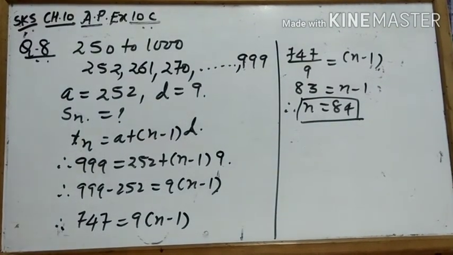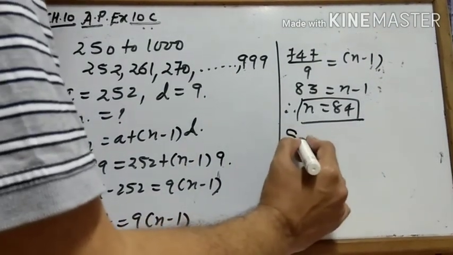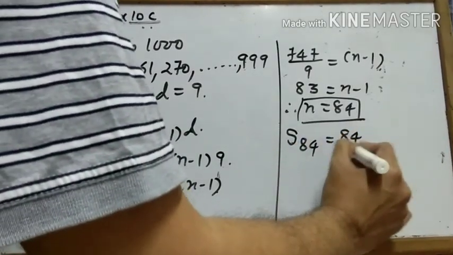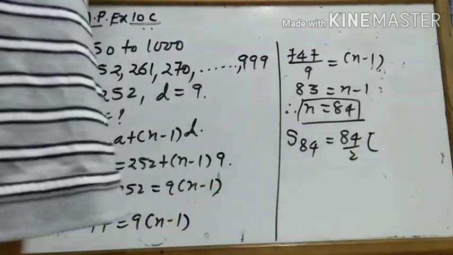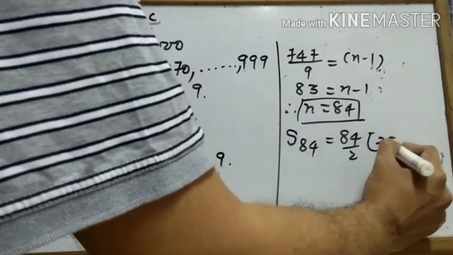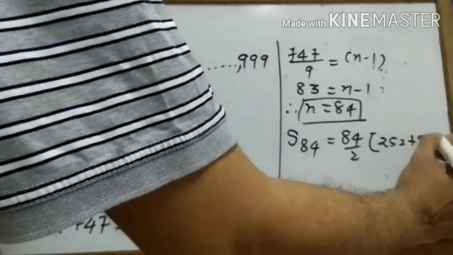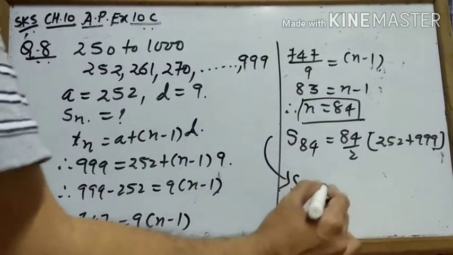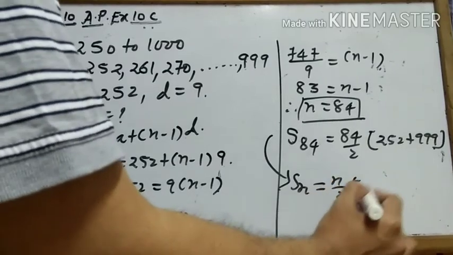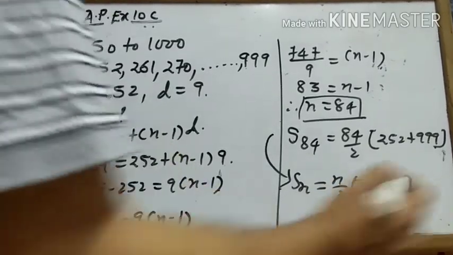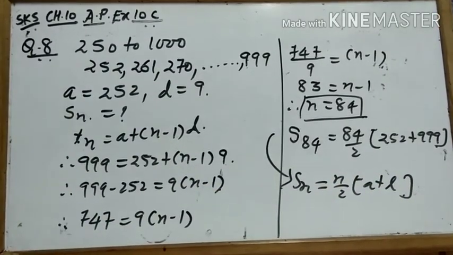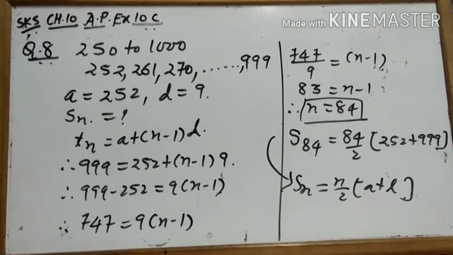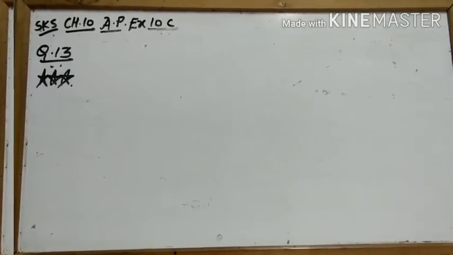We got the answer as n. But we are supposed to find out Sn. So I will find out S84, which will be equal to 84 over 2 into (A is 252 and the last term is 999). Which formula have I applied? If you understand this, I have applied Sn is equal to n by 2 into (A plus l), because I knew the last term. Further calculation you can do. It's not a difficult one but a little different one. Question number 13, a little different one.